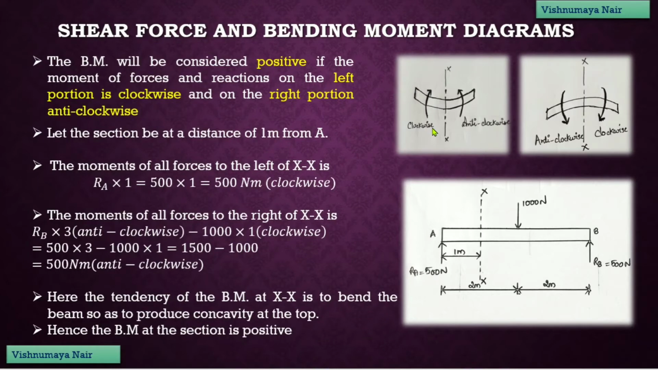So if we have the moment of forces and reactions on the left side of the section clockwise, or the moment of forces and reactions on the right side of the section anti-clockwise, then the bending moment will be positive. And if the moment of the forces and reactions on the left side of the section is anti-clockwise, or the moment of forces and reactions on the right side of the section is clockwise, then the bending moment will be negative.